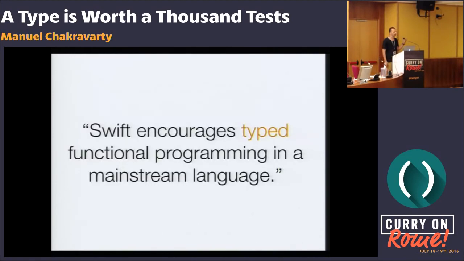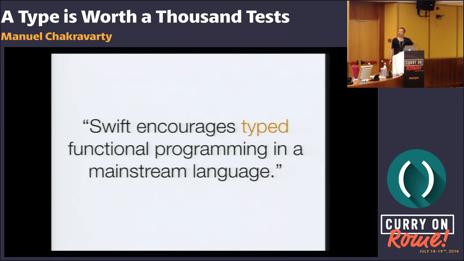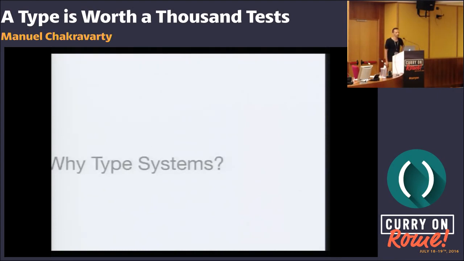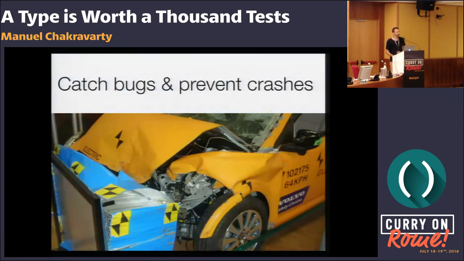This is the core point. Swift encourages type functional programming in what will be a mainstream language, well, arguably already is, and will be one of the big languages. So types. Why are types important? Well, the conventional wisdom is types are there to catch bugs and prevent crashes.